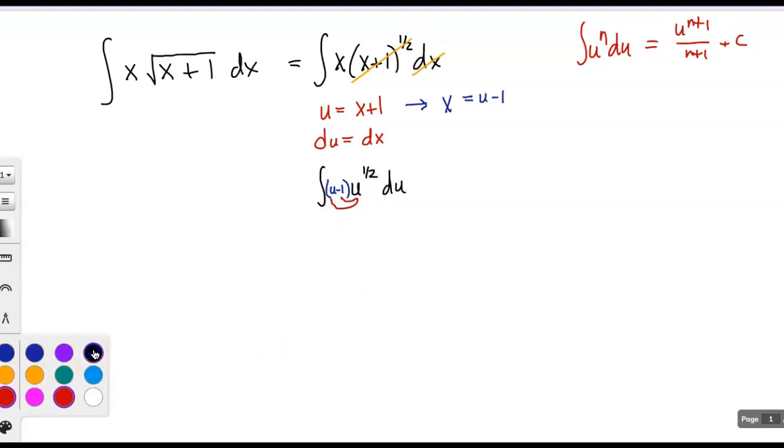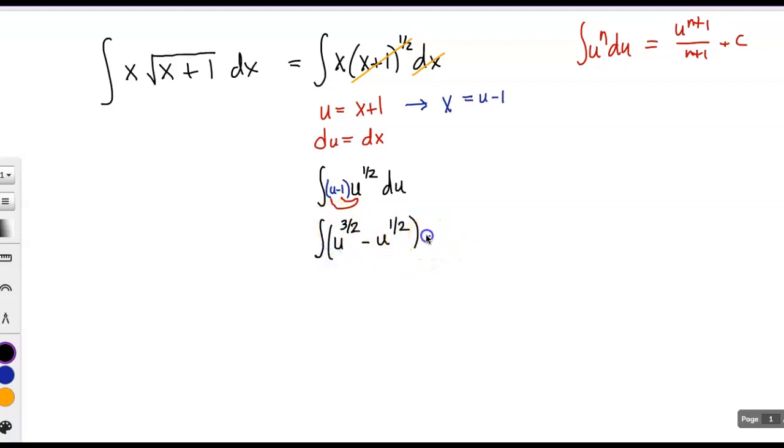And then we get that this is just equal to the integral. u times u to the 1/2 would be equal to u to the 3/2, add exponents, minus u to the 1/2, and then du. And then we can just go ahead and take the antiderivative of both of these separately. So this would be u to the add 1 would be 5/2 divided by 5/2 minus add 1 again. 1/2 plus 1 is 3/2 over 3/2 plus c.